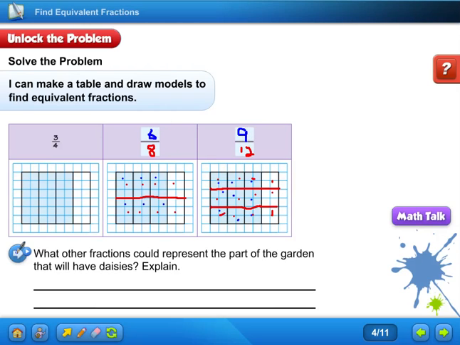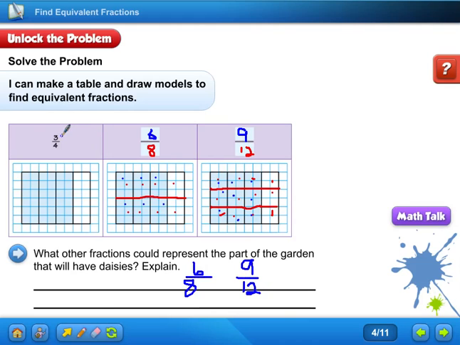So let's answer the question. What other fractions could represent the part of the garden that will have daisies? Well, we could have 6/8, or we could also have 9/12. These are just possible answers. You could have many other answers besides this, because remember, you could just multiply.